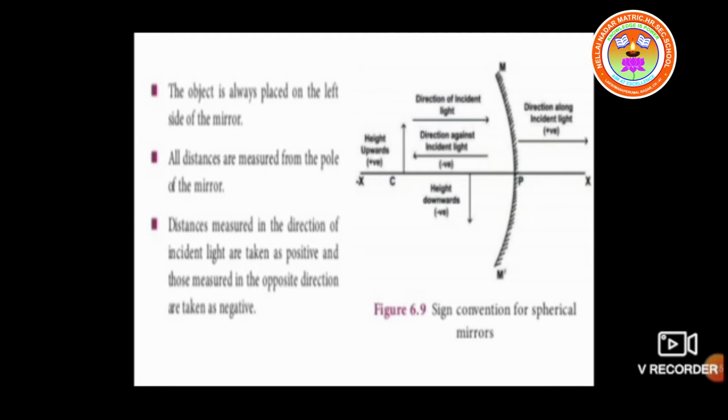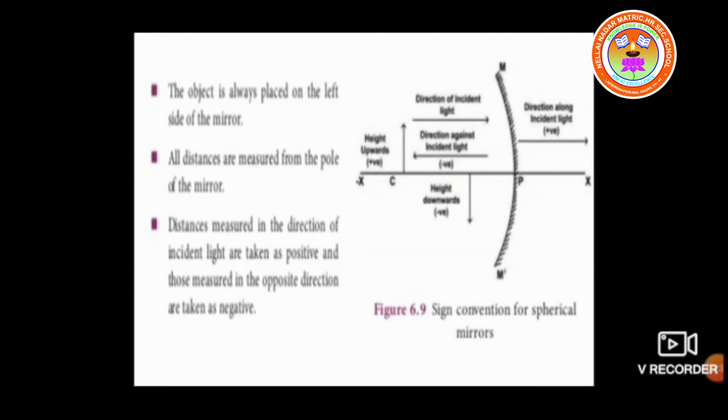Next, distances measured in the direction of incident light are taken as positive, and those measured in the opposite direction are taken as negative. What is the meaning of this? This is the direction of the incident light, and this is the direction against the incident light.